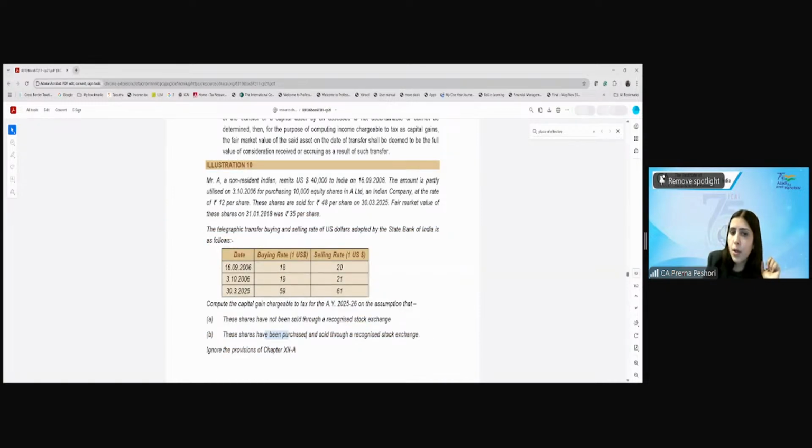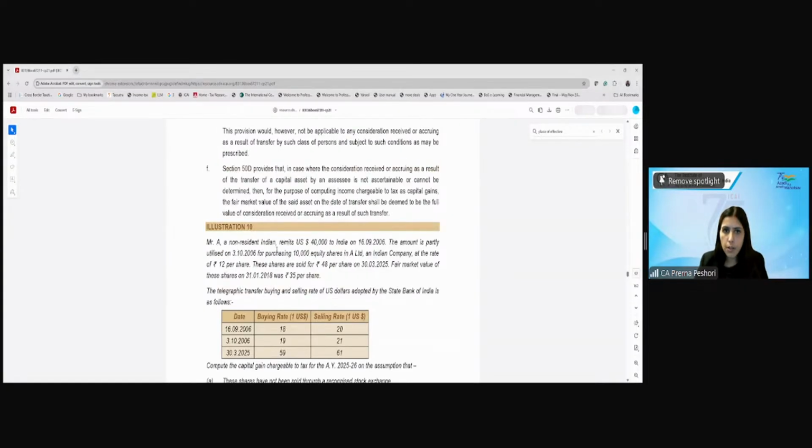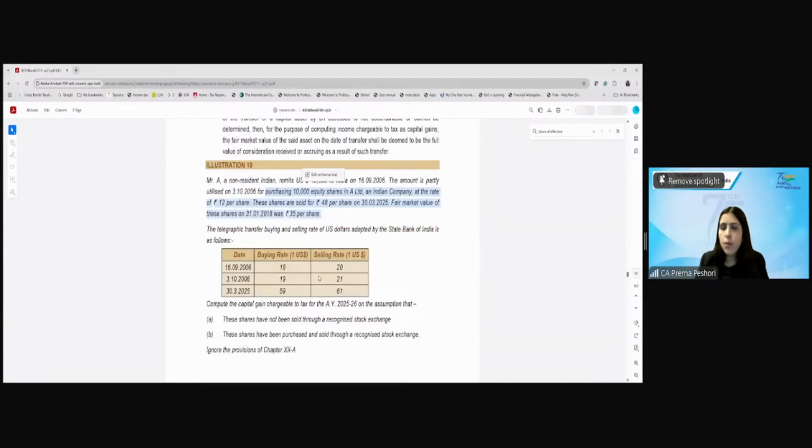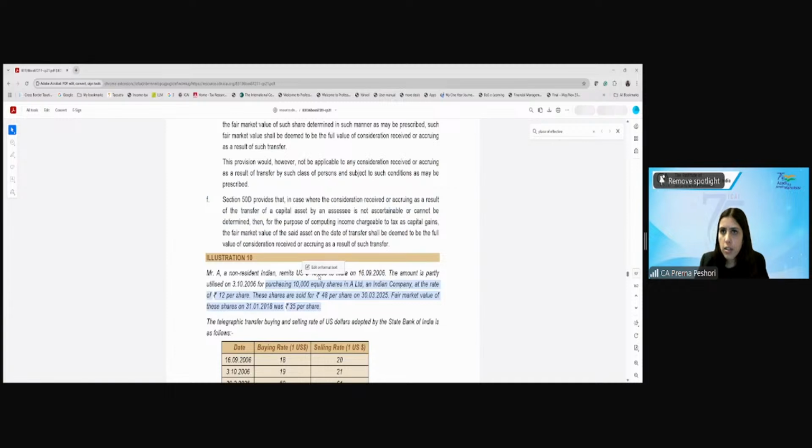Now, when the shares are purchased and sold through a recognized stock exchange, what will happen in that case? You have to tell me. Means Indian rupees, we have to convert it in Indian rupees, and Indian rupees, we have to solve the sum. So this is in Indian rupees only. We don't have to convert now. Yes, as per Income Tax Act, we have to do. So you will not apply first proviso to 48.